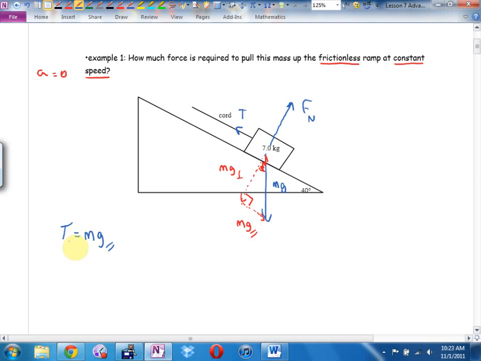Okay. Mg parallel, let's do the trig. Opposite, adjacent, or hypotenuse? Which trig function? I think most of the time, parallel ends up being sine, except not always. I can think of a few weird ones where it does not. Specifically, if we were tugging upwards at an angle and had to break another force into a component.